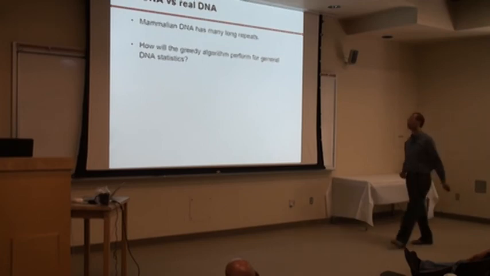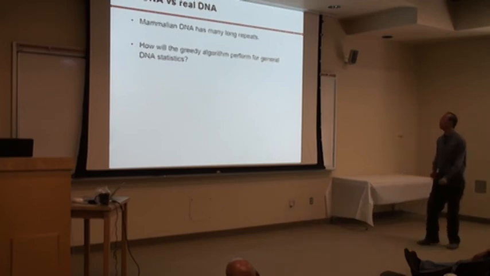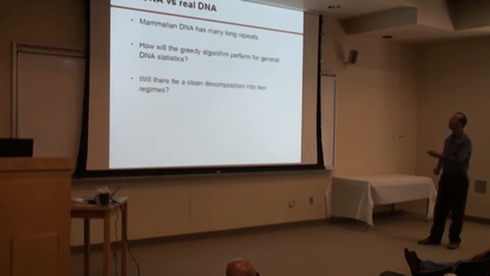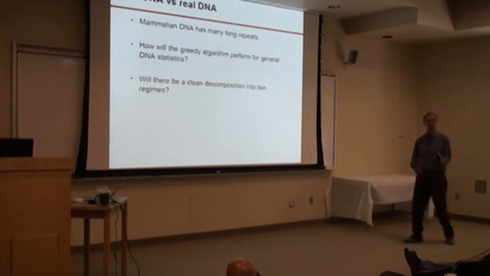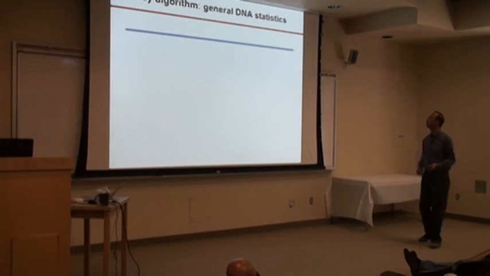So here are two questions. How will the greedy algorithm perform for general DNA statistics? And is it optimal so that you can get a clean decomposition into two regions? Or is there a clean decomposition, or is it a much more complicated picture? So that's what we are trying to find out.